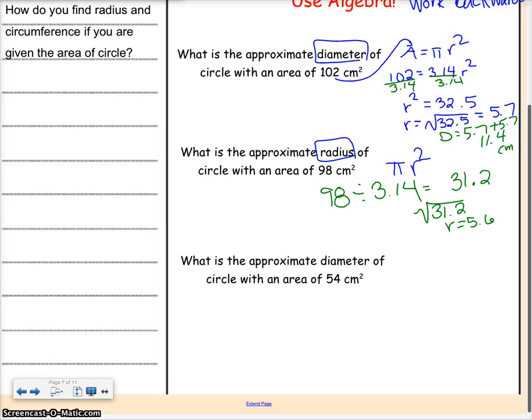So I keep the formula there. My eyes go back to it and say, did I do the backwards thing yet? Instead of timesing by pi, divide by pi. Instead of squaring, take the square root.